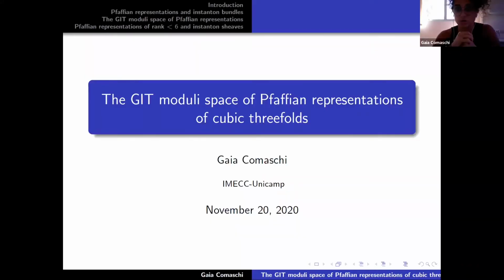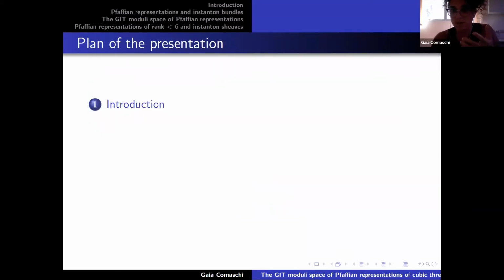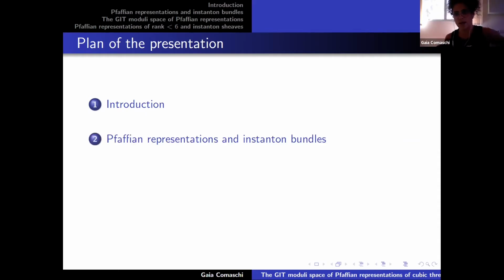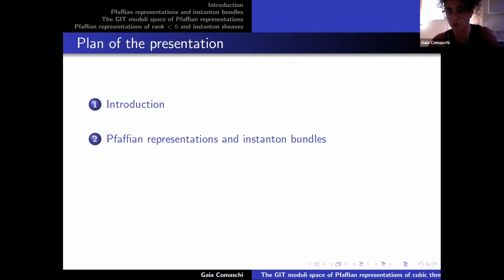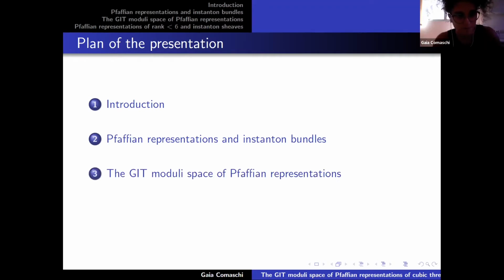So today I'm going to talk about the GIT moduli space of the Pfaffian representations of cubic threefolds. I will start with a brief introduction on Pfaffian representation of cubic hypersurfaces. Then I will illustrate the main motivation behind our interest in the subject, that is the link that exists between Pfaffian representation of cubic threefolds and instanton bundles on cubic threefolds.